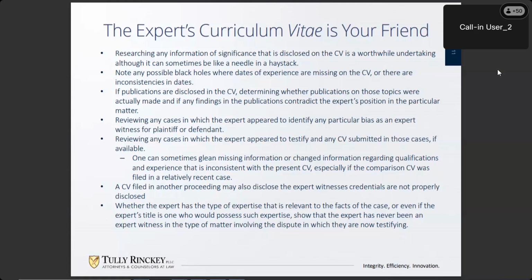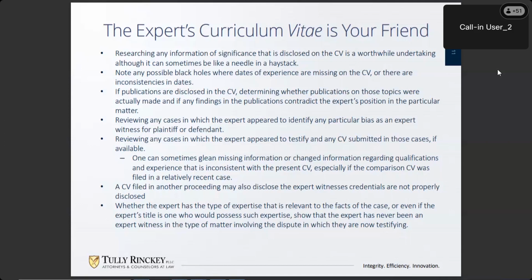to testify and the CV submitted in those cases was available, but it was different. It had missing information, changed information regarding qualifications that is inconsistent with the present CV, publications that are not disclosed on the present CV, and so forth. Or articles that were never published that were claimed to be published.